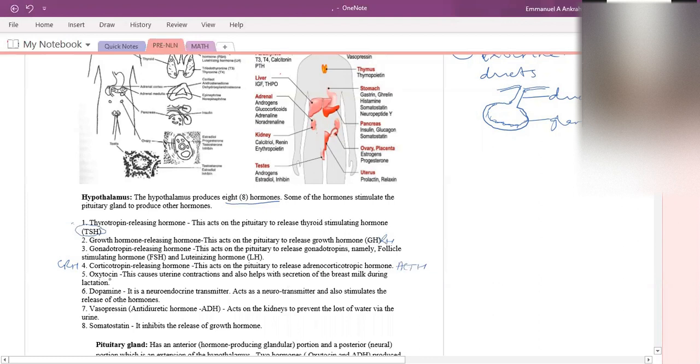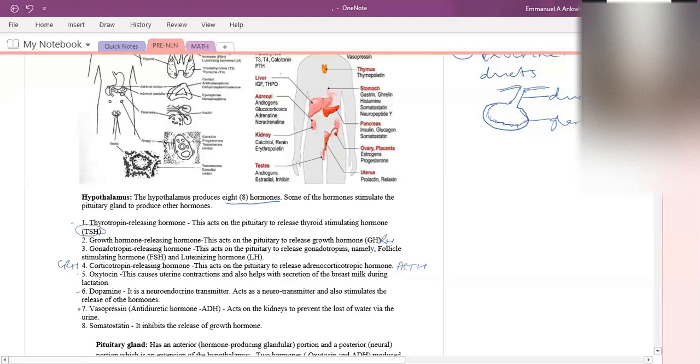And they also have oxytocin. Oxytocin is what causes the uterus to contract, so uterine contractions, and also helps with secretion of breast milk during lactation. So that's oxytocin. Okay. And then it also releases dopamine. Dopamine is a neuroendocrine transmitter. It acts as a neurotransmitter. It also stimulates the release of other hormones.